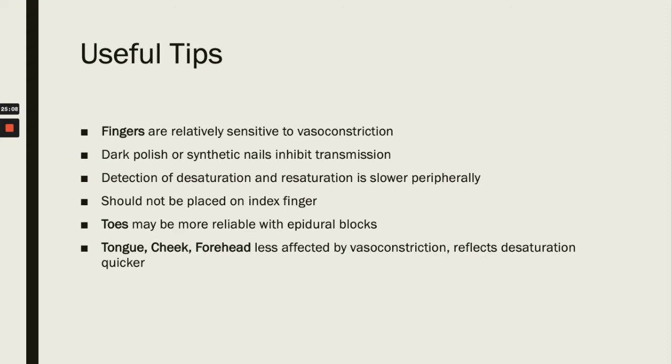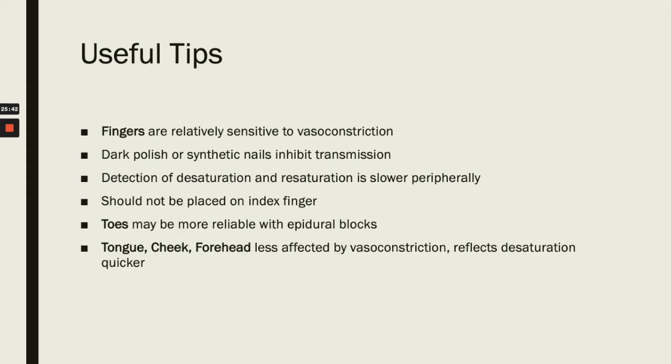The detection of the saturation and resaturation is slower peripherally. And one reason why we say it should not be placed on the index finger is that when people are waking up, the first thing they do is take that index finger and jam it right into their eye because they're used to rubbing their eyes. Although we'll tell them, don't rub your eyes because you don't want a corneal abrasion, usually the corneal abrasion may come from the pulse ox probe rubbing right into their eyes. But out of habit, a lot of us still place it on the index finger.